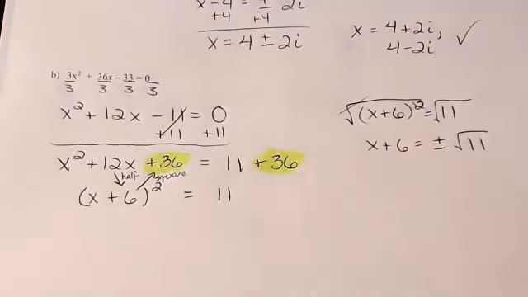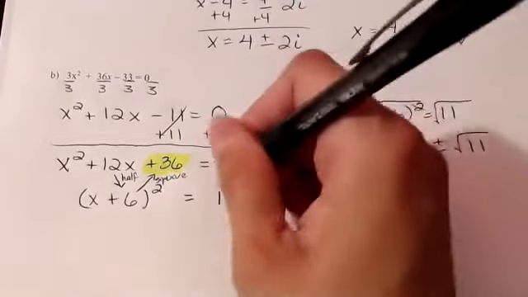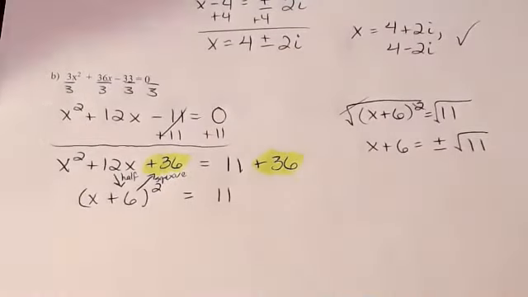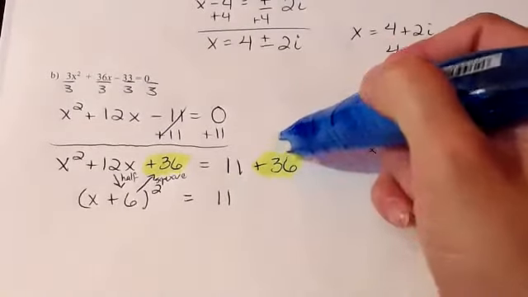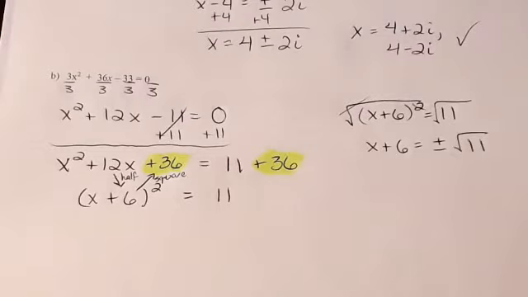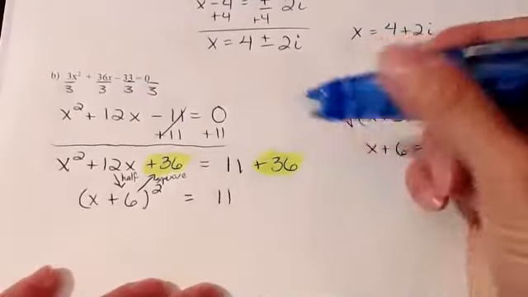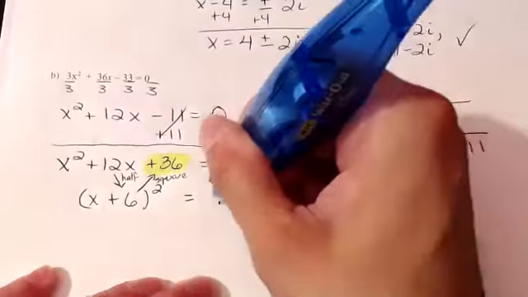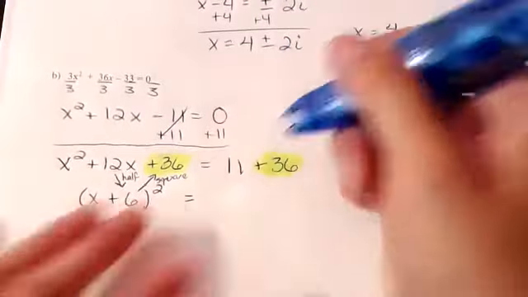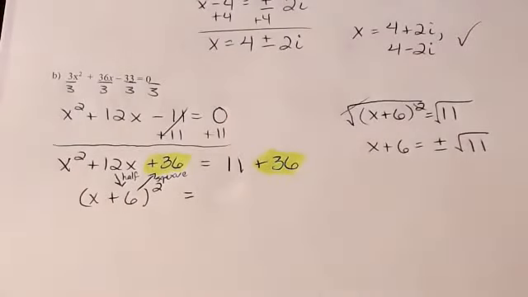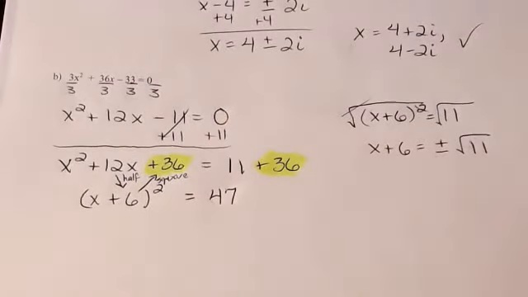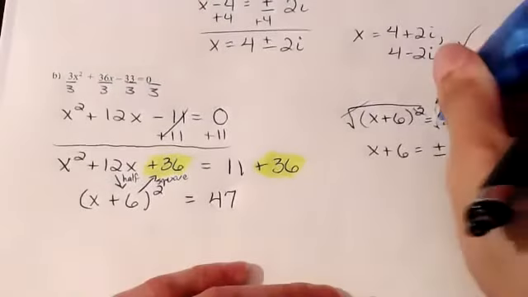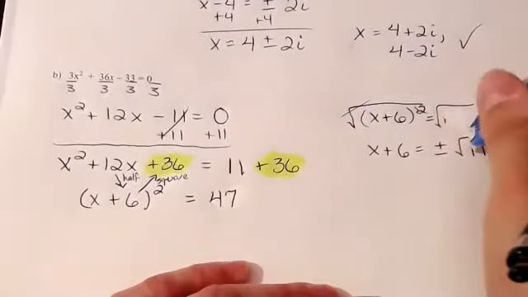Professor, shouldn't it be 47? Thank you so much. So here's what happens when you completely neglect what you did here. Don't make the mistake that I just made. 11 plus 36 is not 11. 11 plus 36 is definitely 47. See, I was just making sure you're paying attention. That's what happened. Let's fix this.